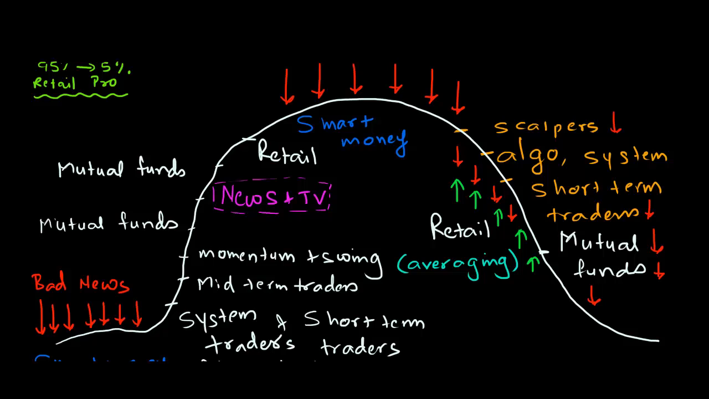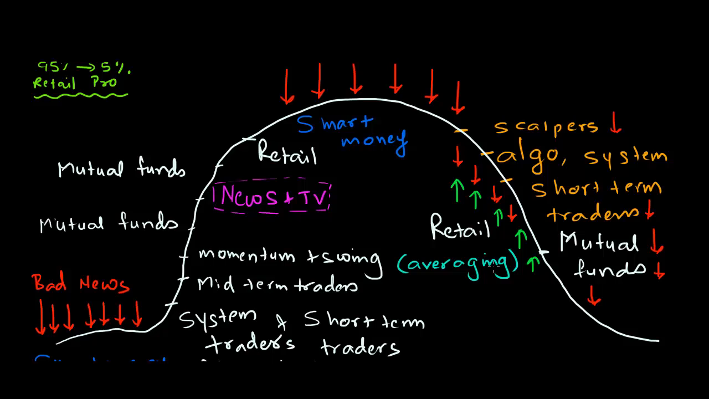What are retail people doing? Retail people are busy averaging because they want to make sure that they are not wrong. As the price starts coming down, they start feeling that they are getting the stock cheaper and cheaper. So as the price goes down, they buy more. Higher supply, less demand.